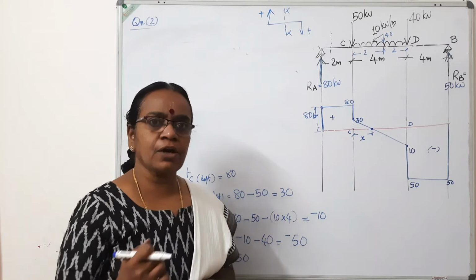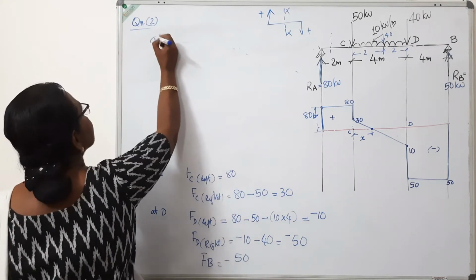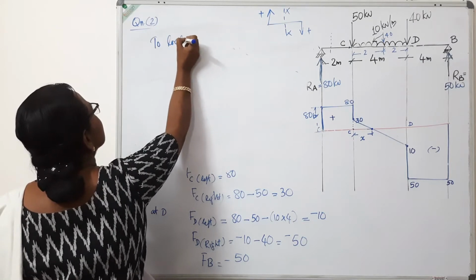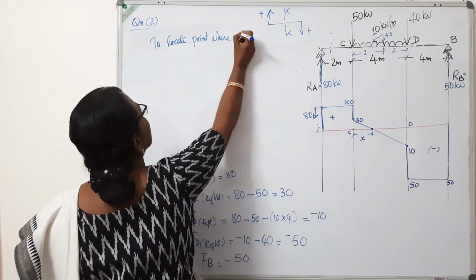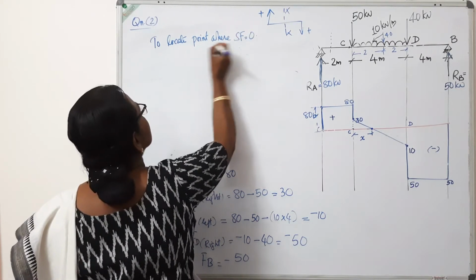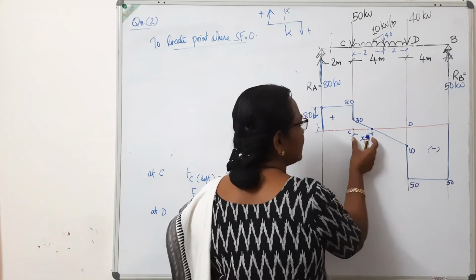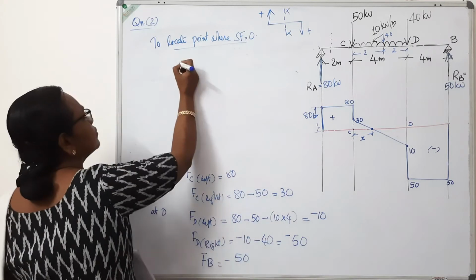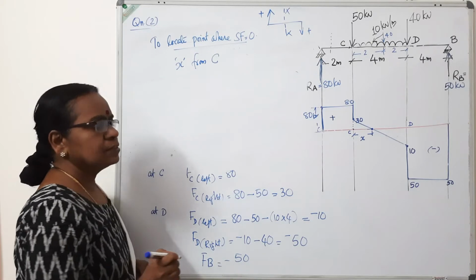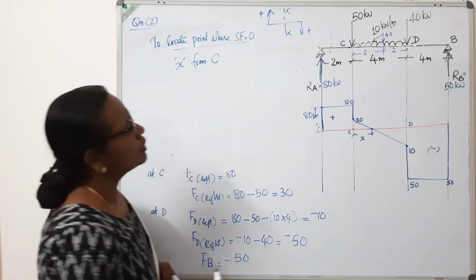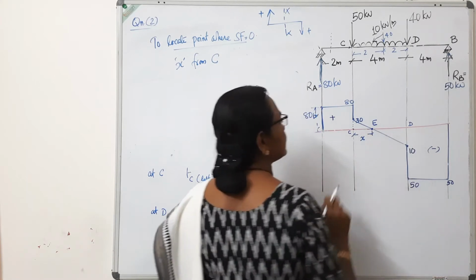So next we have to find out the point where the shear force is 0. So to locate the point where shear force is 0, see the diagram, it is a linear diagram. Let it be at x from C. I marked that x. That point is at x distance from C. Let me mark it as E. So we have got all A, B, C, D. So I mark it as E.